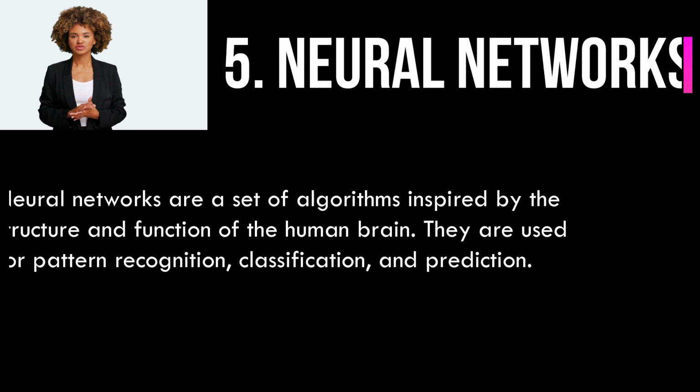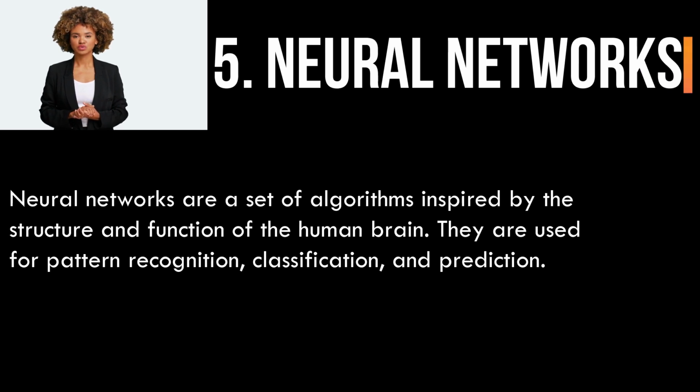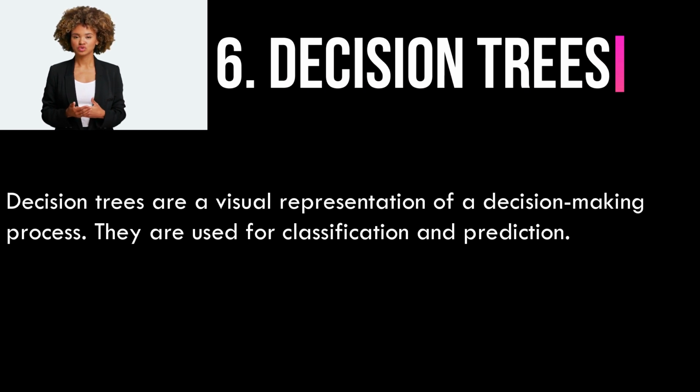5. Neural networks. Neural networks are a set of algorithms inspired by the structure and function of the human brain. They are used for pattern recognition, classification, and prediction. 6. Decision trees. Decision trees are a visual representation of a decision-making process. They are used for classification and prediction.